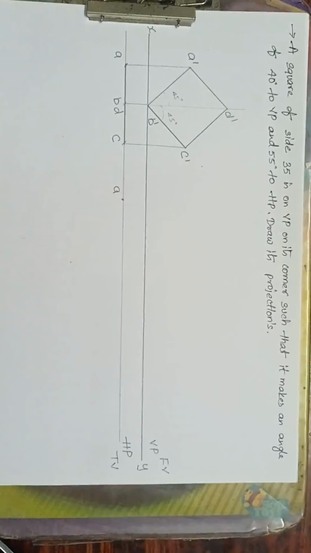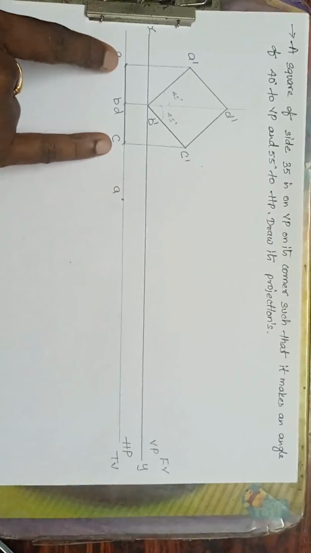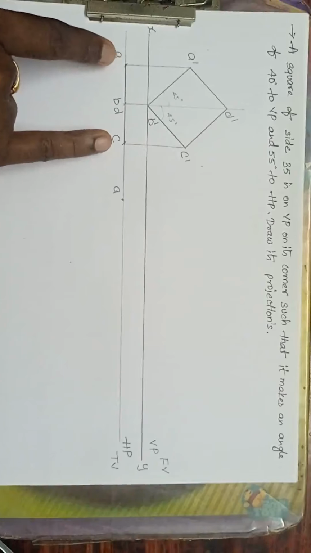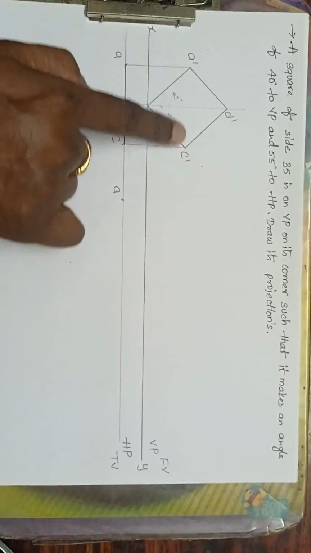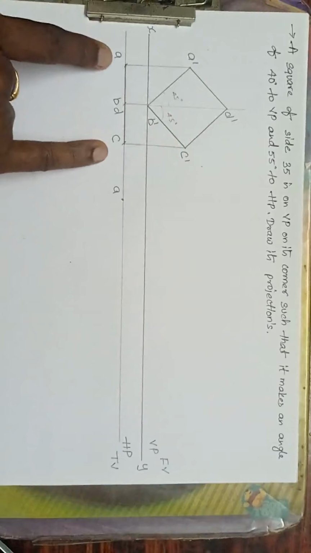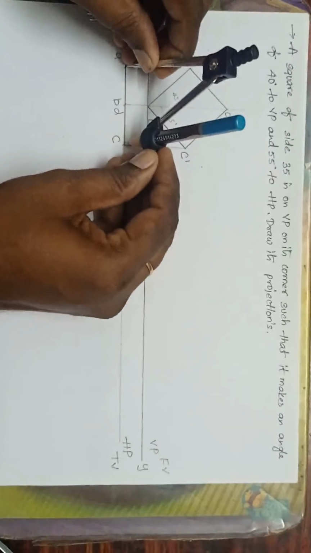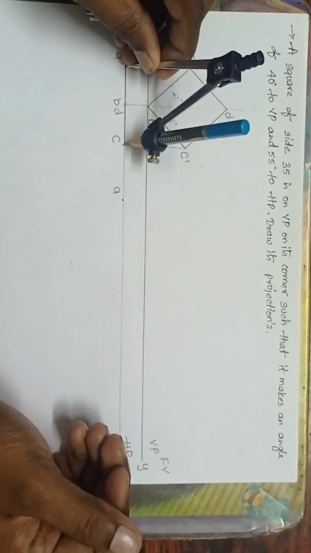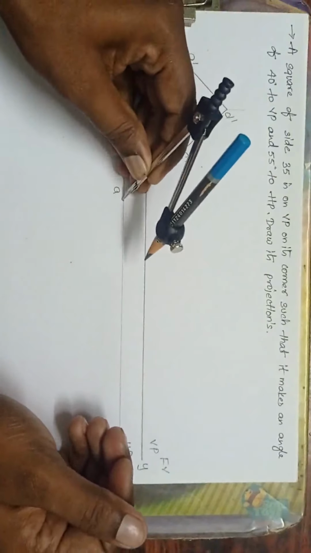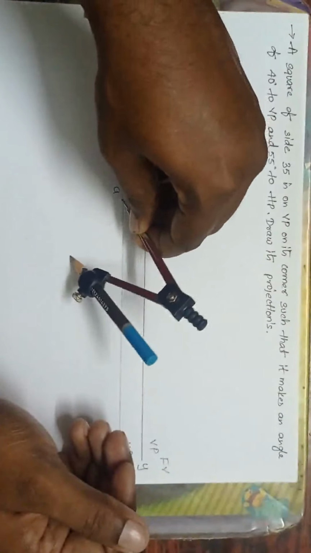Now take a radius. Now how much? I have to take this same length A to C, which is the length of the diagonal. See here, A to C. Okay, which is the length of the diagonal. Now take a radius A to C. A as the center, drop the curve.